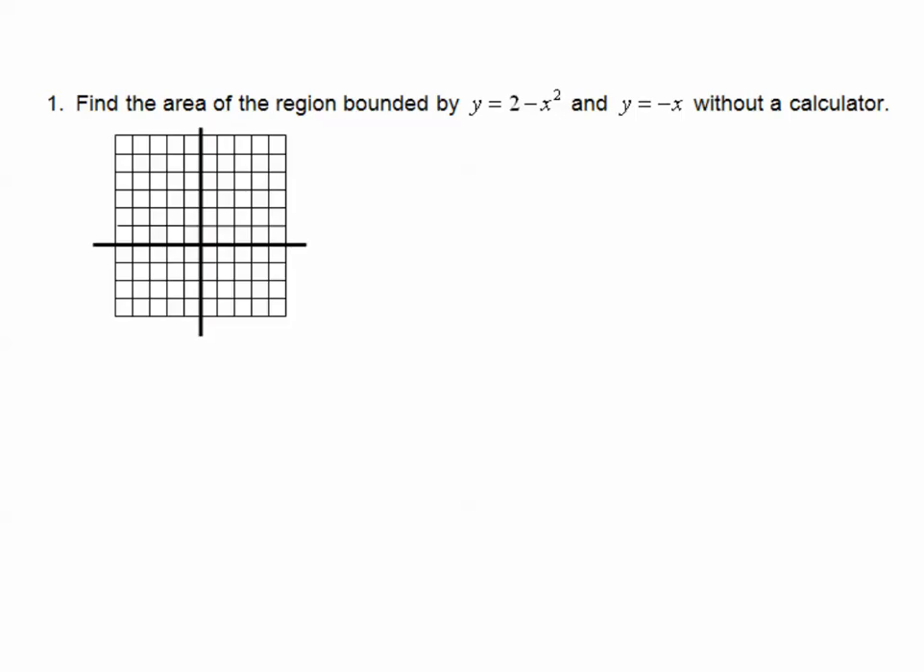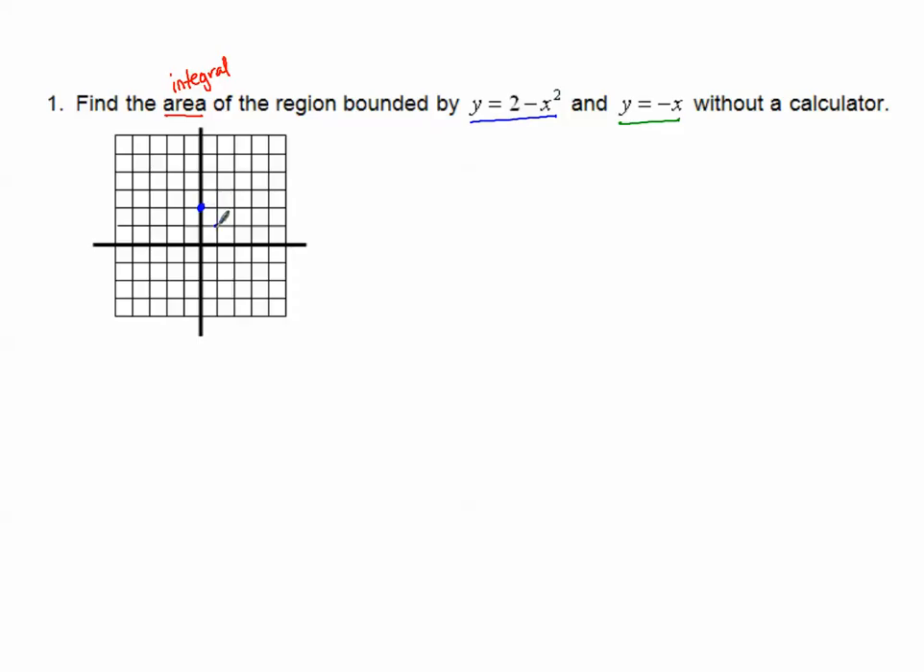First, find the area. So I think again, area means integral, of the region bounded by y equals 2 minus x squared and y equals negative x. Now without a calculator, because we have to know how to graph these without a calculator. So let's begin. We know this one is a parabola opening down and shifted up 2 units. So the vertex is up here, a parabola with a normal coefficient of 1, but opening down.